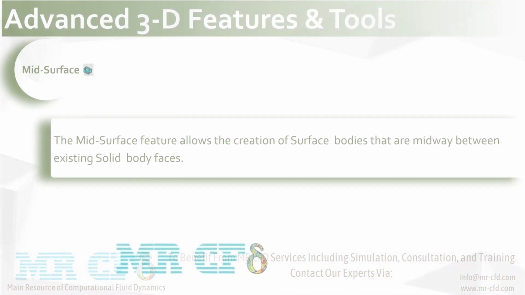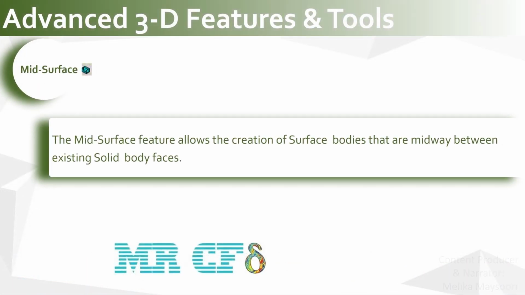The mid-surface feature allows the creation of surface bodies that are midway between existing solid body faces. The resulting surface bodies have a thickness property which defines the thickness that a surface body represents. The faces can be manually selected, or an automatic mode allows you to set a thickness range and then automatically detect matching face pairs.